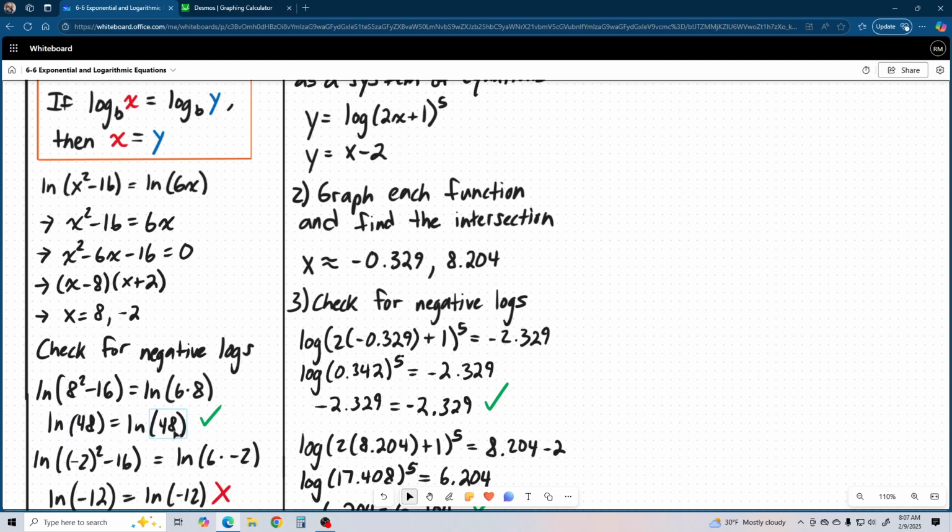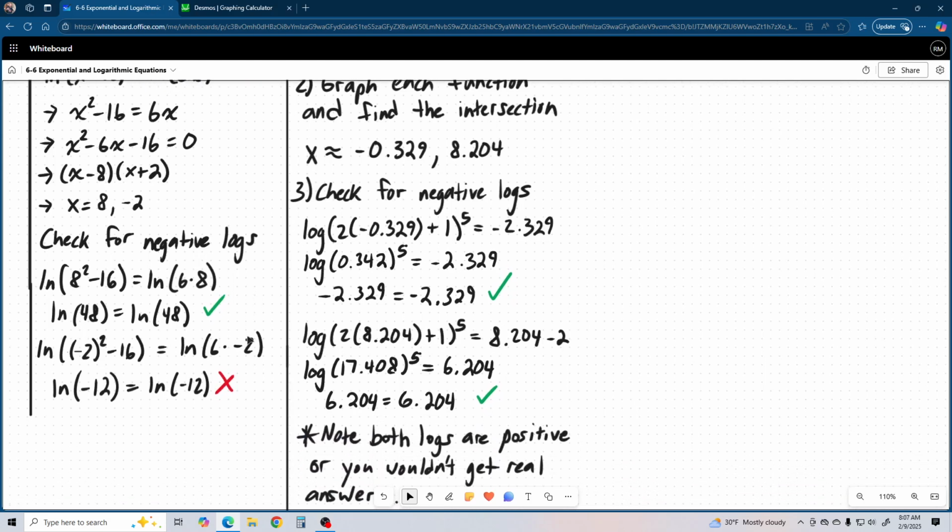Well, 48's not negative, so we're good. But what about negative 2? Usually it's negative numbers you have to be careful with, so let's give it a shot. If I go here, I have 8 squared minus 16. Well, this 8 is going to become negative 2. So it's going to be negative 2 squared minus 16. Negative 2 squared is 4, but 4 minus 16 is negative 12. So this is negative, so this isn't going to work.